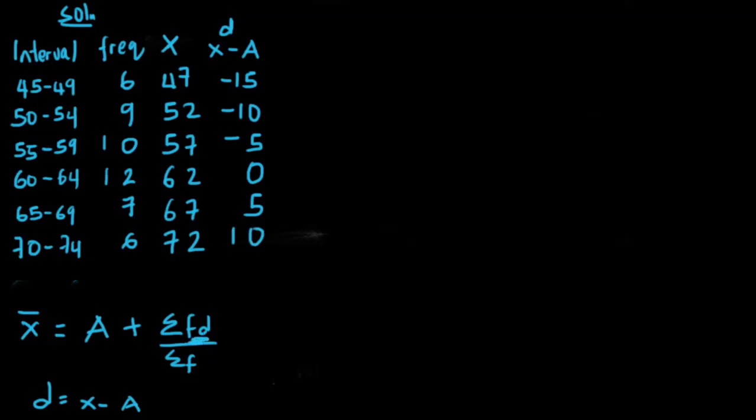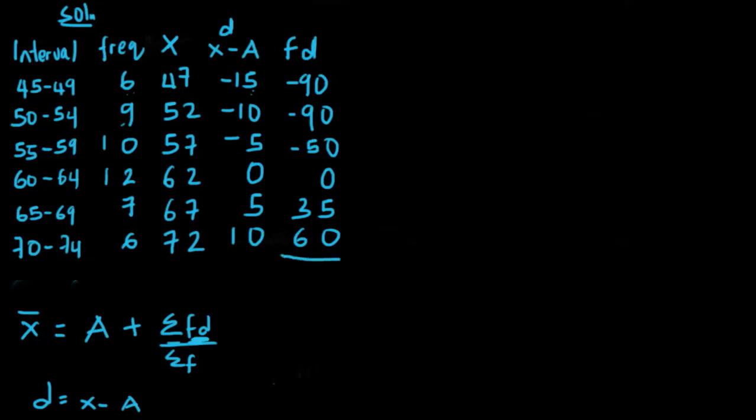The next thing we need to do is fd. We do fd in the next column. To calculate fd, all I will do is 6 times minus 15, 9 times minus 10, till I get to the last, 6 times 10. So we have 6 times minus 15, that is minus 90. 9 times minus 10, minus 90. 10 times minus 5, minus 50. 12 times 0, 0. 7 times 5, 35. 6 times 10, 60. Does this make sense?